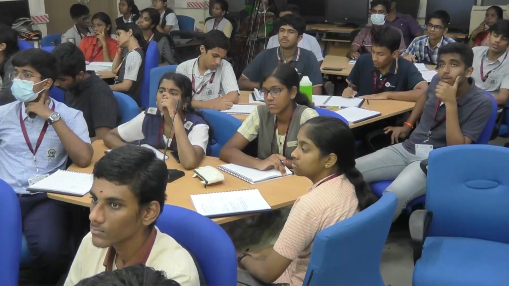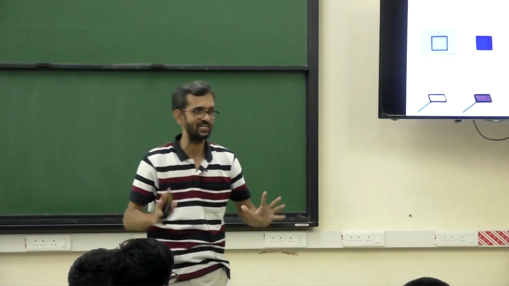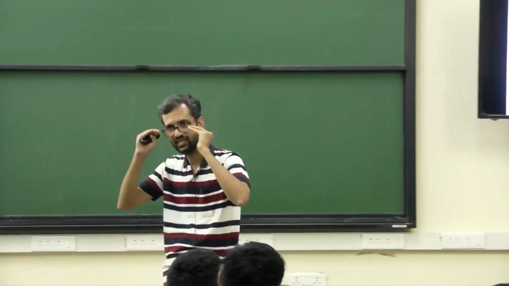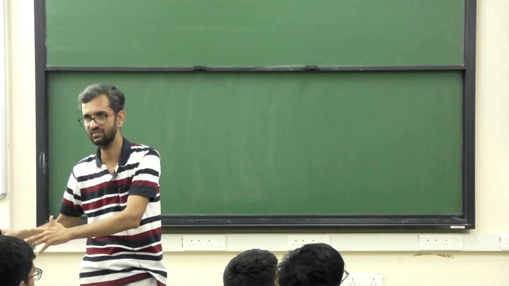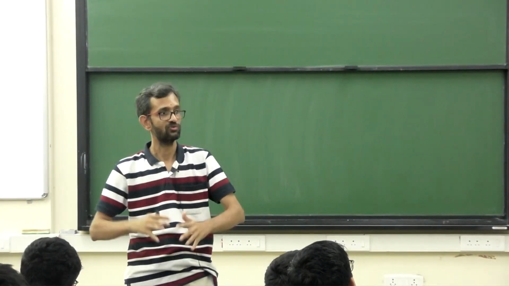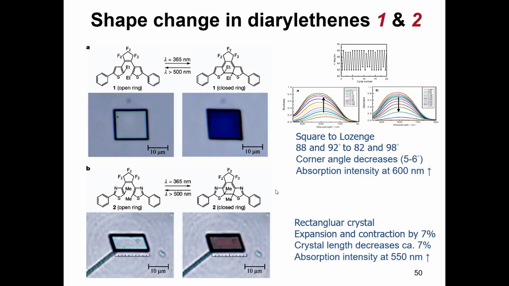So what it means is, it's not a serendipitous result. It is happening in every molecule in the solid state. So in solid state, motions do happen, photochromic behavior happens, and you are able to see that in every crystal. So one more crystal is also built, and that is a rectangular crystal.